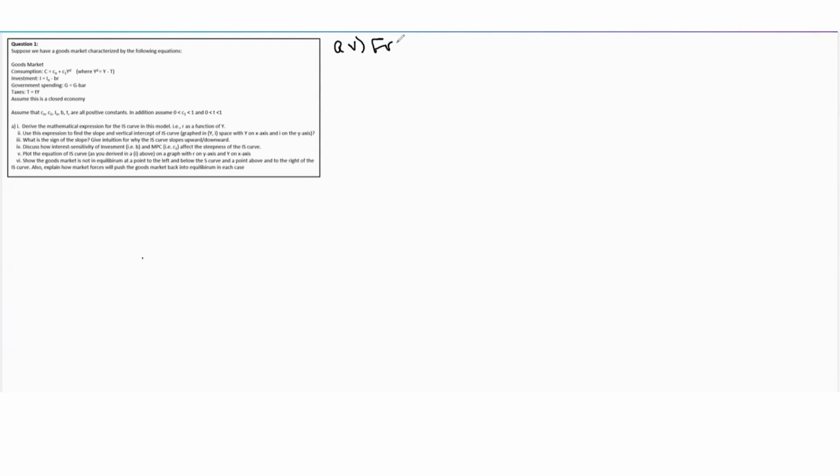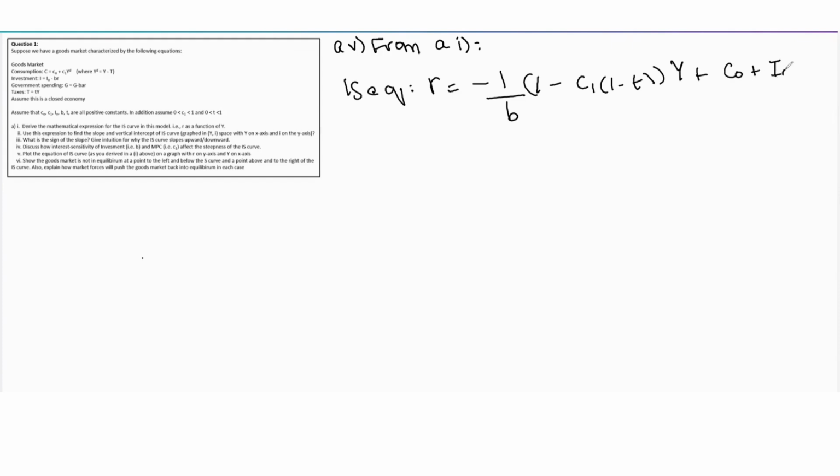From A1, we know the IS equation is given to us as R is equal to minus 1 by B times (1 minus C1)(1 minus T) times Y, plus (C naught plus I naught plus G bar) divided by B. In the first part, we also compared this to the general equation of a straight line, because this is a linear IS curve that we have.